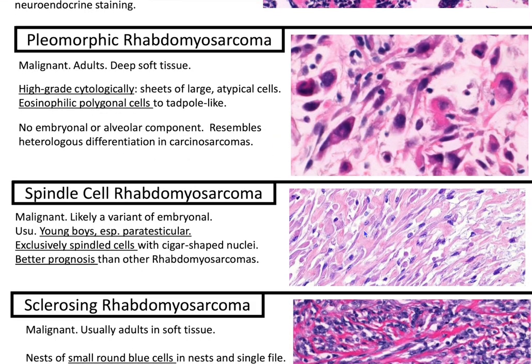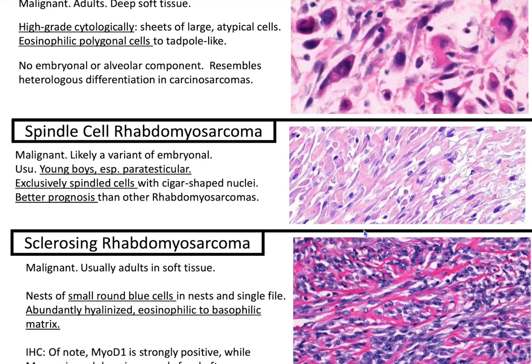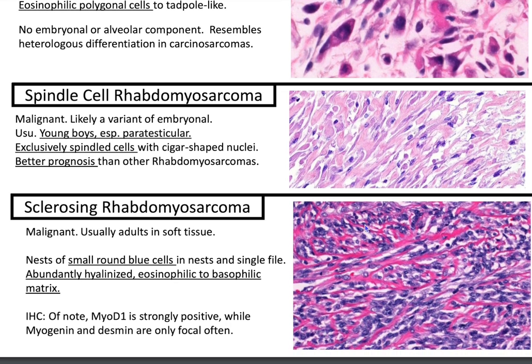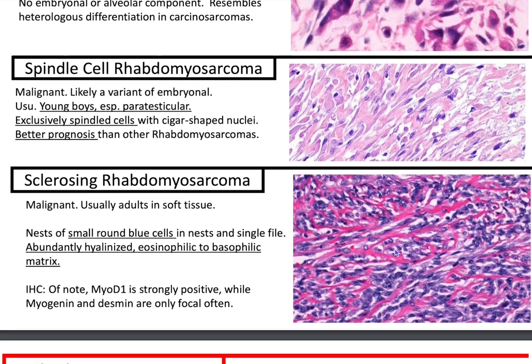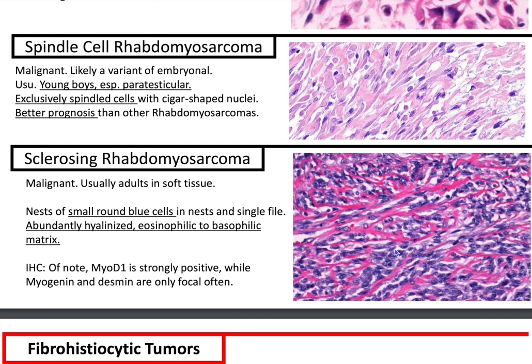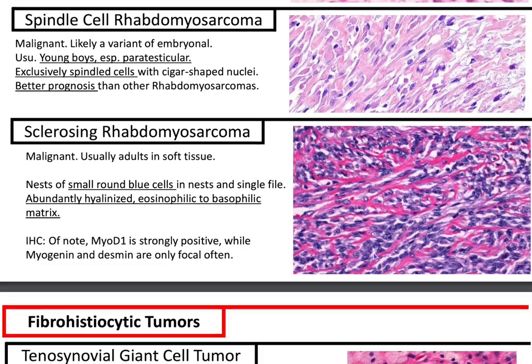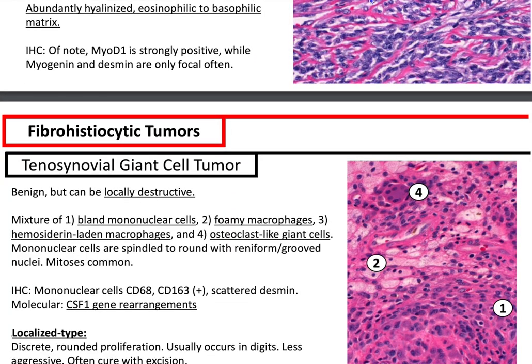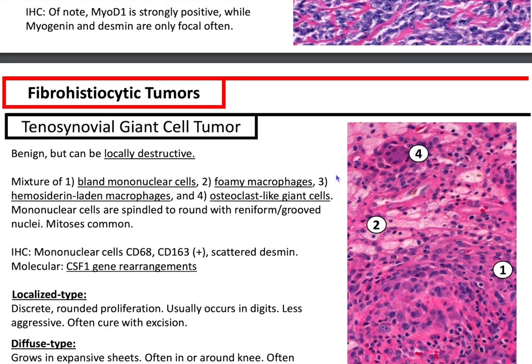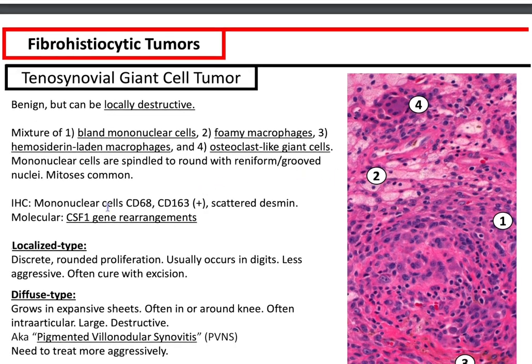Pleomorphic rhabdomyosarcoma, malignant adults, deep soft tissue. Spindle cell rhabdomyosarcoma, likely a variant of embryonal, young boys, paratesticular. Sclerosing rhabdomyosarcoma, usually adults in soft tissue, small round blue cells, nest in single file. MyoD1 strongly positive. Fibrohistiocytic tumors, tenosynovial giant cell tumor.